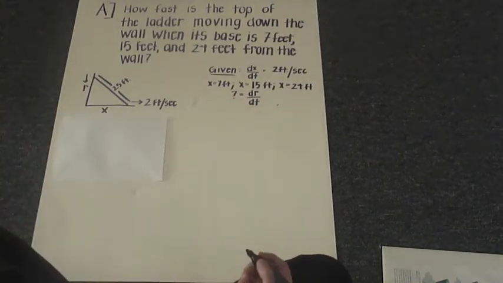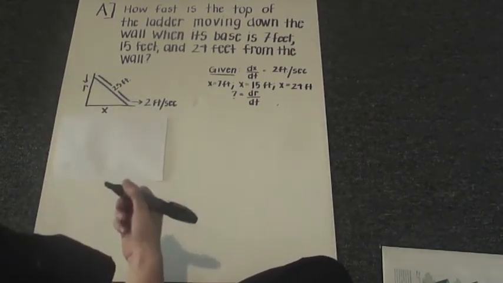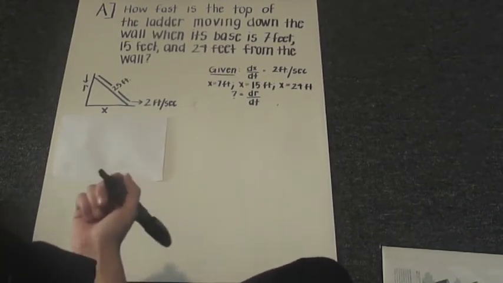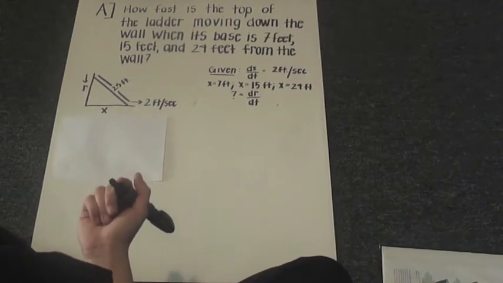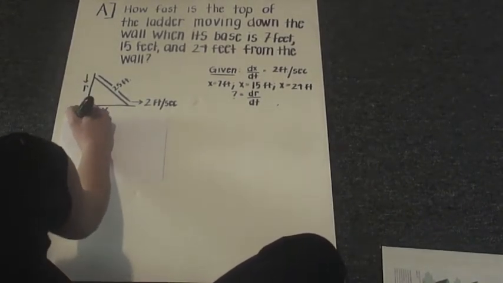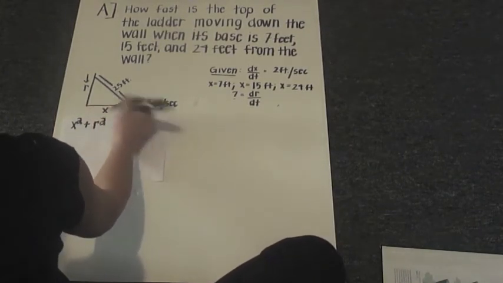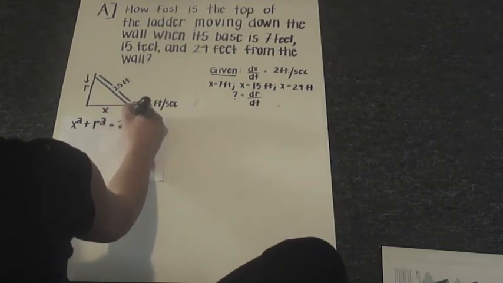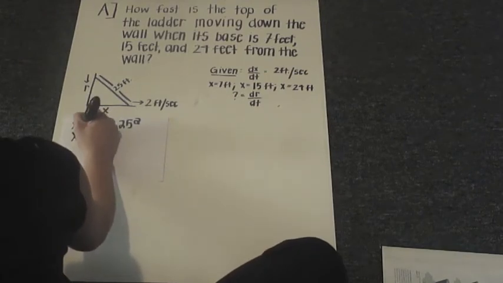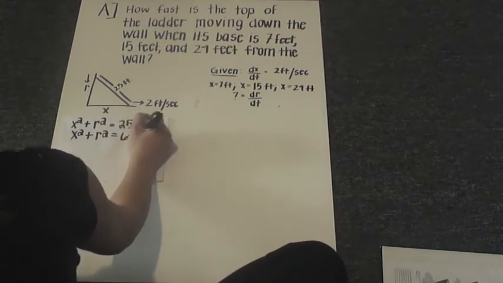So now what you're going to want to do is try to think of an equation that's going to generate all your variables once the derivative is taken. In this case, we're going to use the Pythagorean theorem. So the Pythagorean theorem is a squared plus b squared equals c squared, but we're going to use the variables that are given to us in the problem. So in this case, we have x squared plus r squared equals 25 squared. And when you simplify that, you simply get x squared plus r squared equals 625.